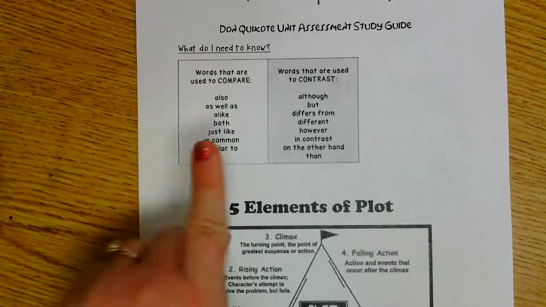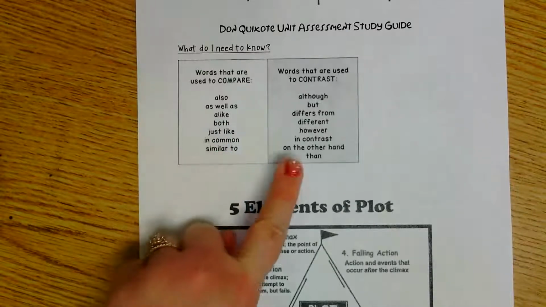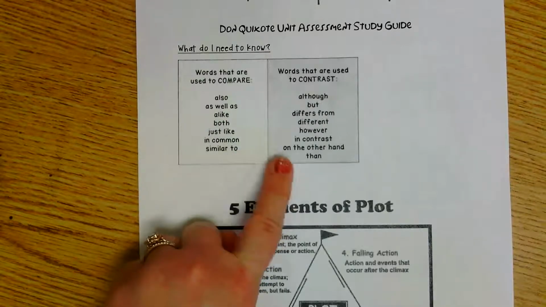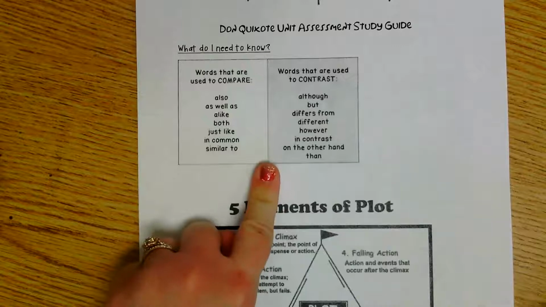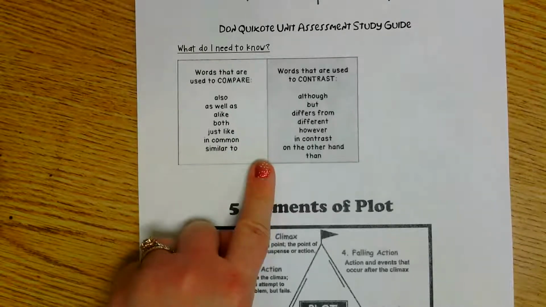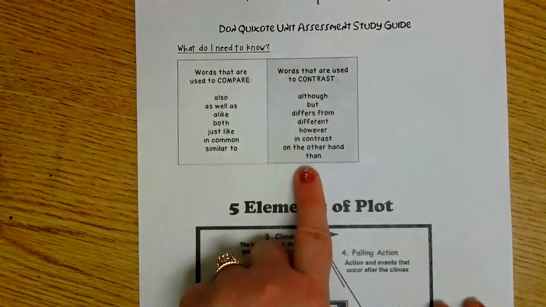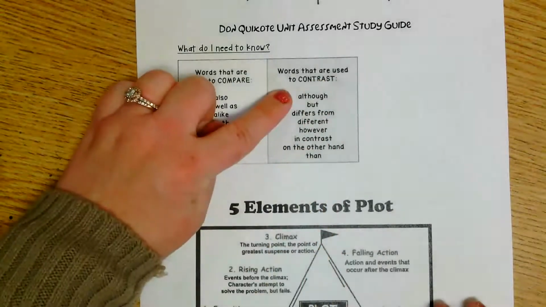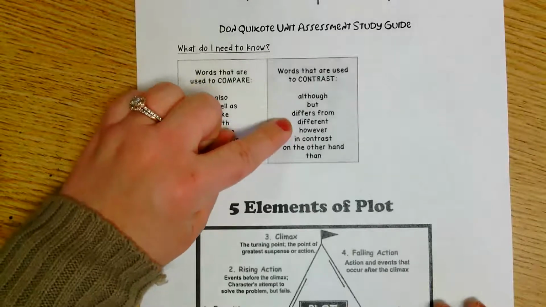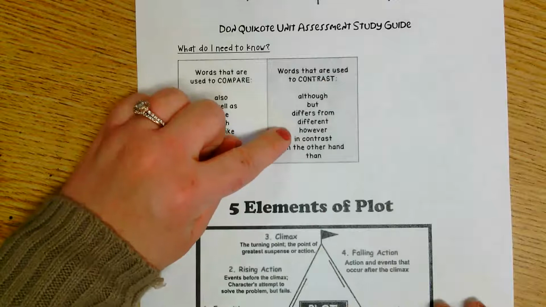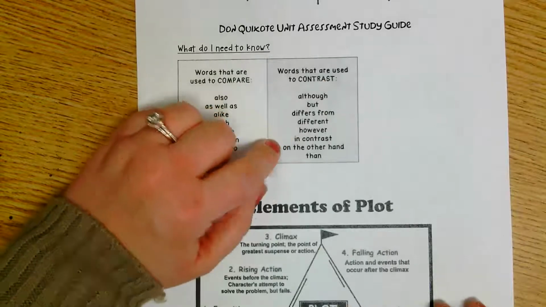Now remember, when you are using these words or phrases, and that goes for both compare and contrast, you are not always going to use them to create one sentence. You may have to use them to create two sentences to show that you are comparing and contrasting, and I'll give you an example of that in just a minute. So now let's look at our contrasting list. You may see words like although, but, differs from, different, however, in contrast, on the other hand, than.